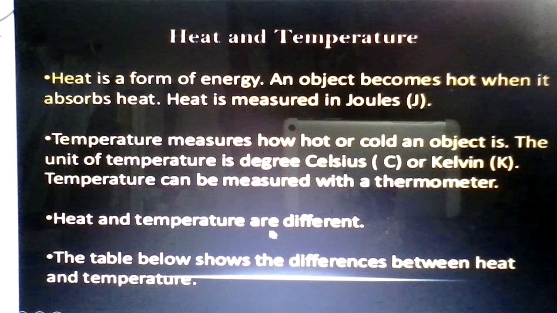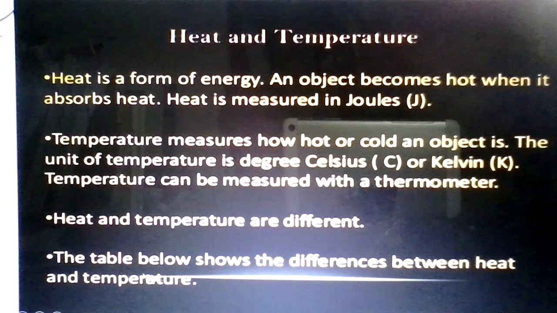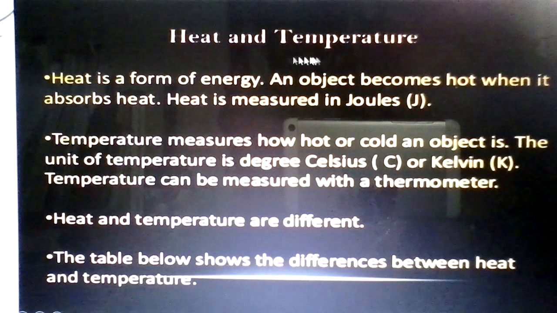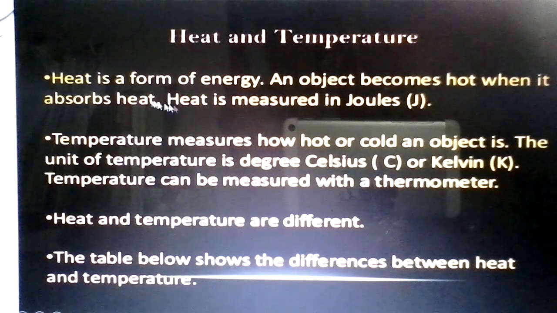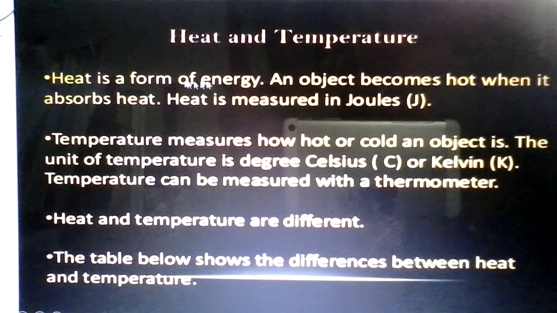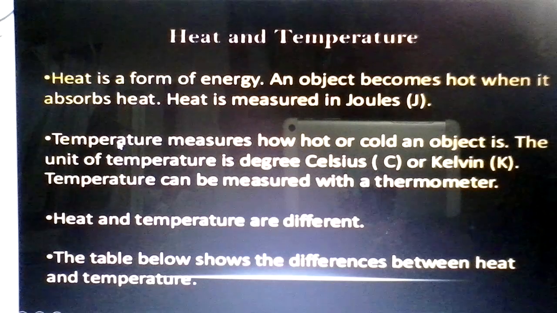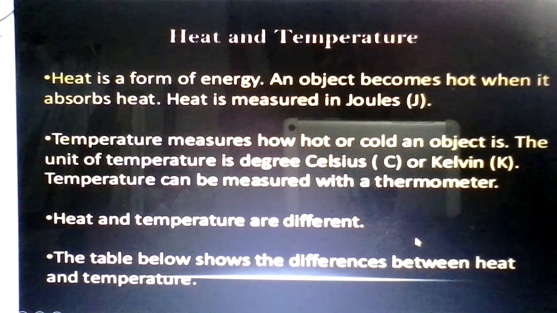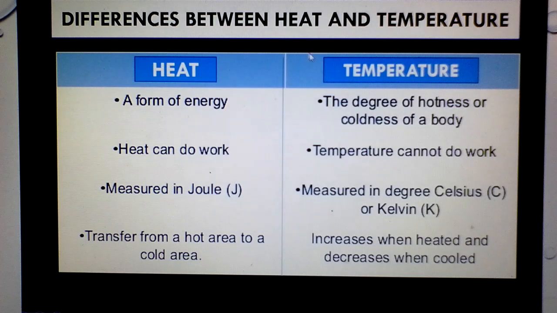Heat and temperature are different. The table below shows the differences between heat and temperature. So you must be able to differentiate between heat and temperature. From here we already get one idea: heat is a form of energy and temperature is a degree of hotness of an object. Okay, now look at the differences between heat and temperature. Heat is a form of energy, but temperature is the degree of hotness or coldness of a body.